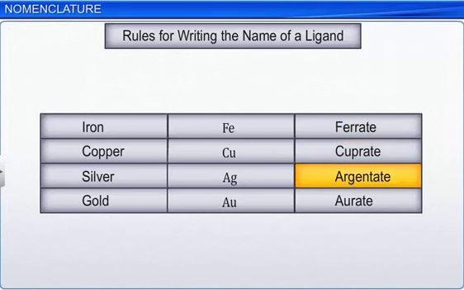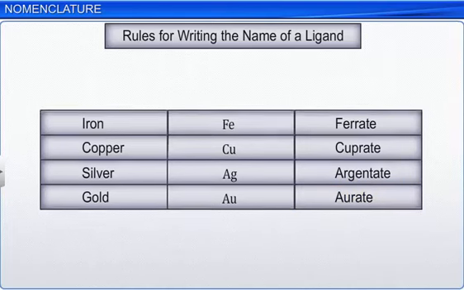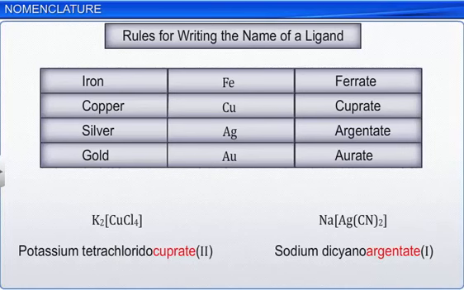Similarly, the complex Na[Ag(CN)2] is named sodium dicyanoargentate(I).